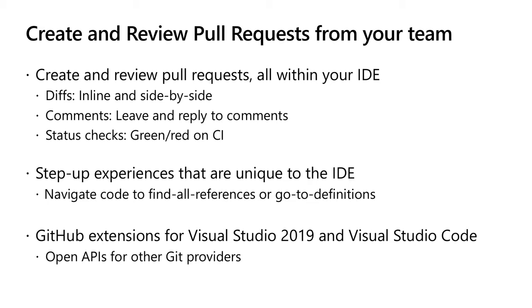And this actually allows us to enable some step-up experiences, such as better navigation, right? Because you're loading code inside the IDE, you can refer to the repo and get into navigations and do stuff like find all references or go to definition, which increases the comprehension as you're reviewing code, right? So that improves the quality of the code review that's being done. This is possible by an additional extension. So we'll show off the GitHub extensions for Visual Studio 2019 and for Visual Studio Code, but a similar experience is also possible with Azure DevOps.